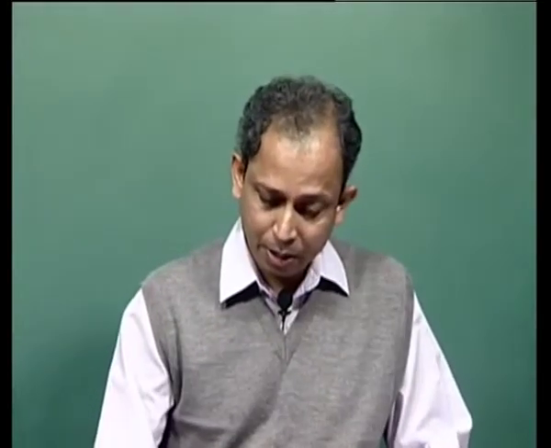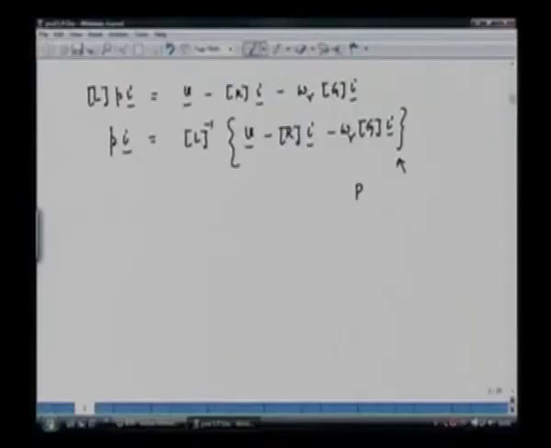We can use Runge-Kutta fourth order integration technique to solve this equation, and once we solve it, we can find out the values of the various currents, and from the currents we can find out the torque, and from the torque we can also find out the speed.